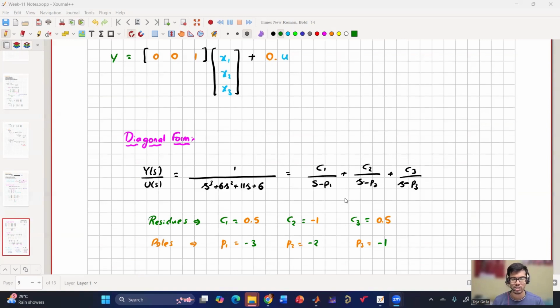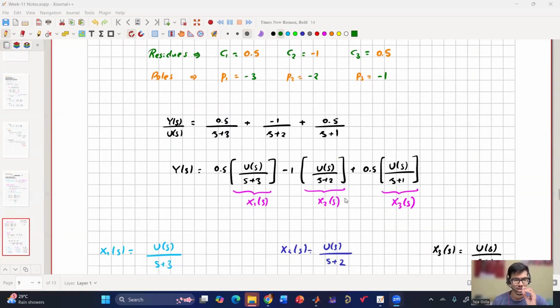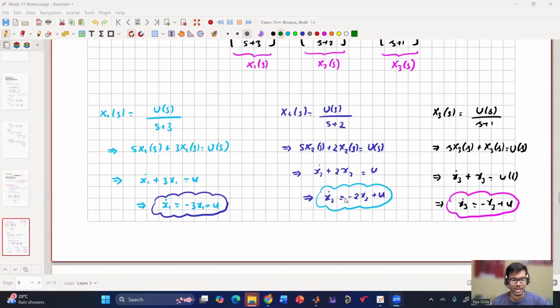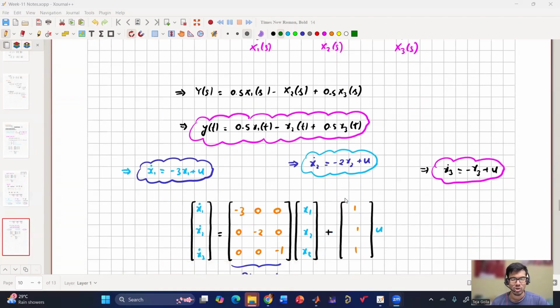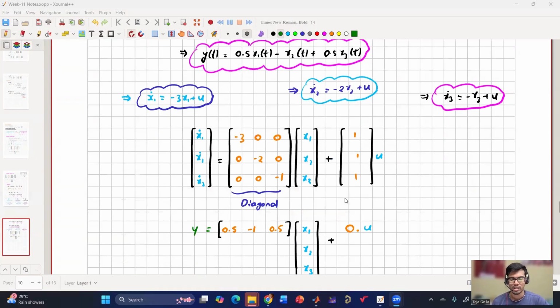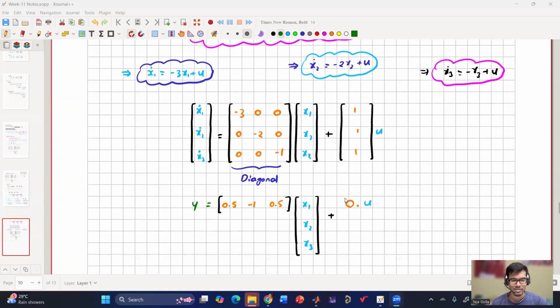So first you factorize the denominator and then calculate the partial fractions. Once you get those, you solve them individually, and you will get three independent equations, and then y of t will be the summation of these with the proper scalars. So now we have these equations, and we have written them in matrix form, and obtained the final diagonal canonical form of the state space model.